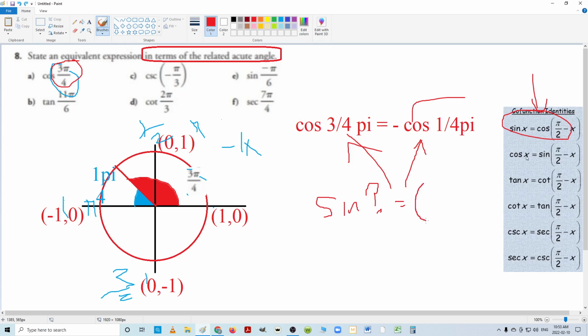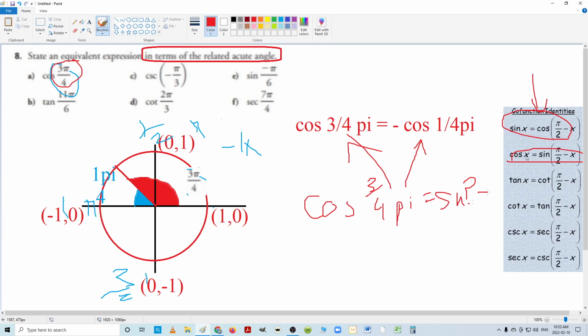So I'm going to use sine of pi over 2 minus the angle I'm looking for is equal to cos of the angle. Well, let's reverse that and use our known values. Cos of 3/4 pi is going to be equal to, we'll use this one here, sine of pi over 2 minus 3/4 pi. Sorry, I have to use pi over 2.